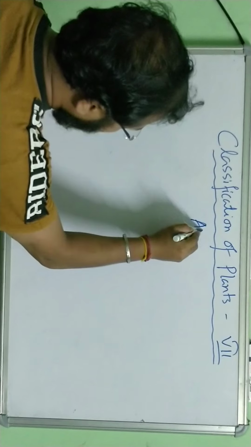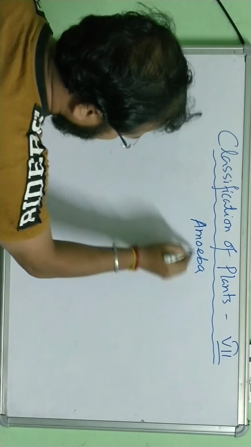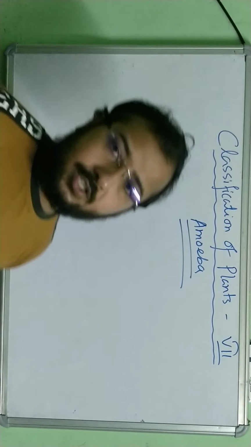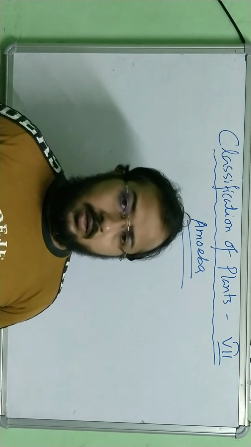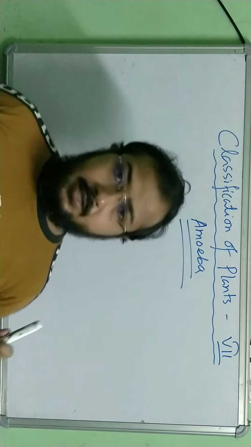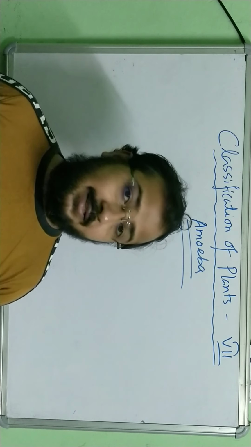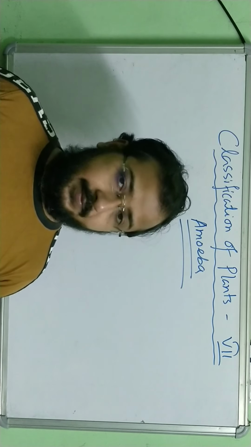Okay. So next I am going to discuss is amoeba. So now it comes under which kingdom? Kingdom Protista, if you remember. So the properties, it is eukaryote. Okay, means it has a well-defined nucleus.